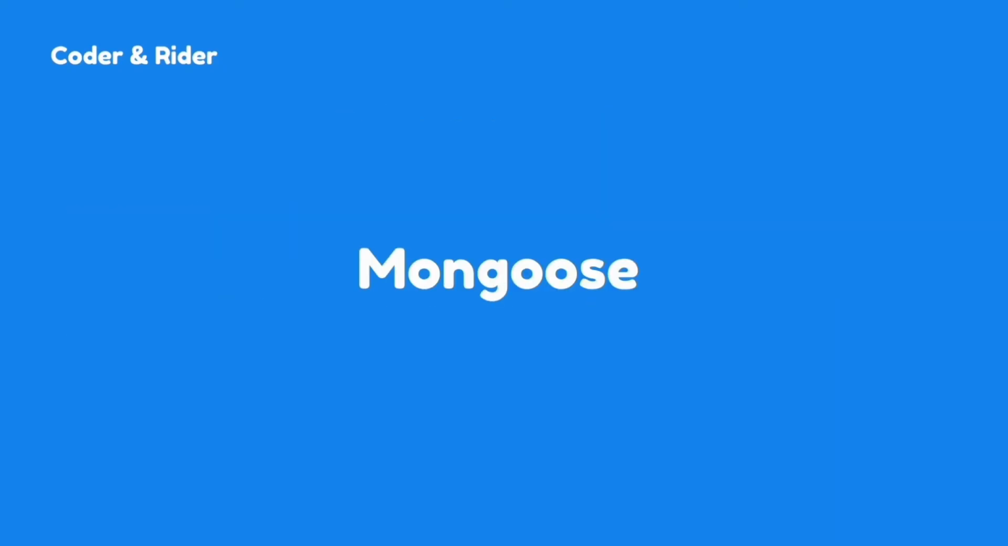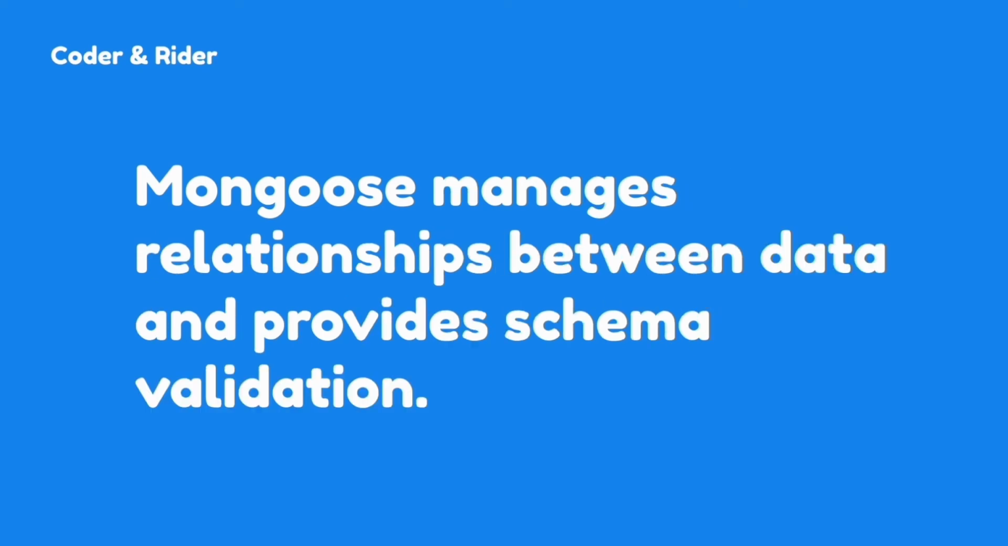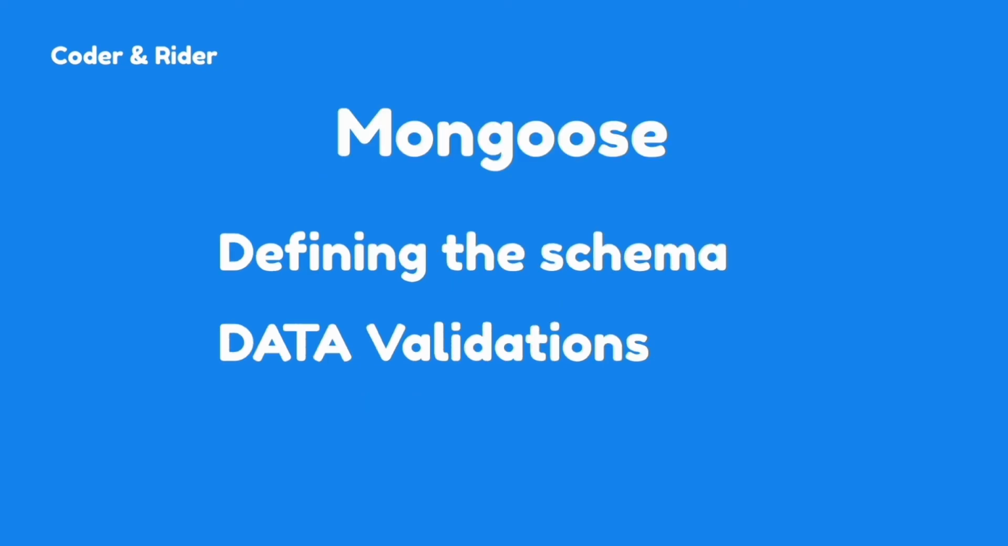Next, Mongoose. Mongoose is an object data modeling library for MongoDB and Node.js. Mongoose manages relationships between data and provides schema validation. In Mongoose, you need to learn defining the schema and data validations.